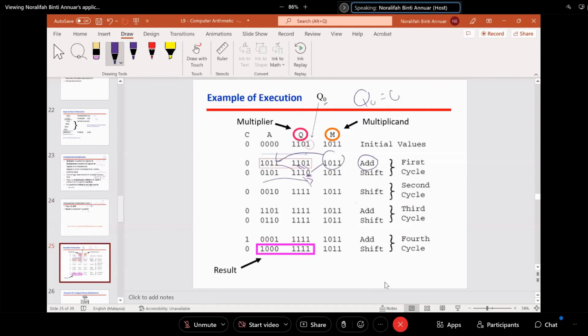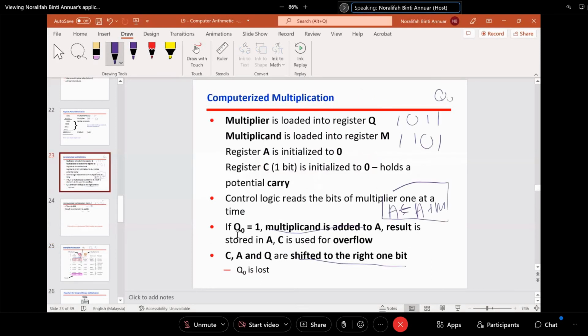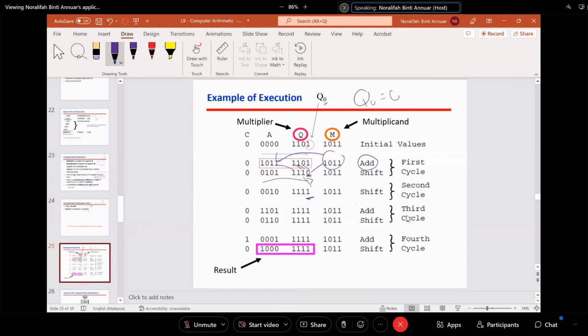Then the third cycle, we look again at the value of Q at position 0. What is its value? Q0 equals 1. If Q0 equals 1, what do you do? Refer back here. Q position 0 equals 1, you need to add. The multiplicand is added to A, because Q0 is 1. The multiplicand is 1011, added to A.